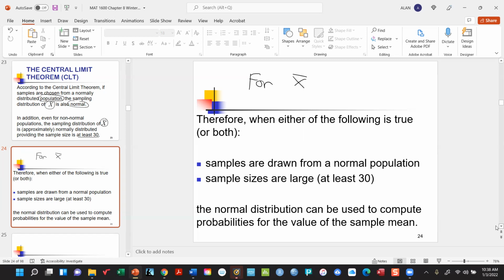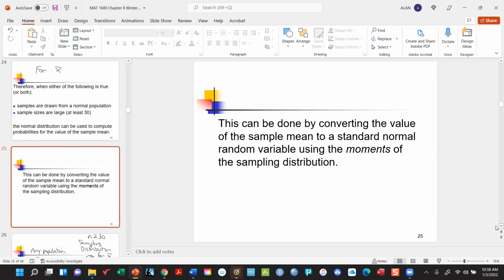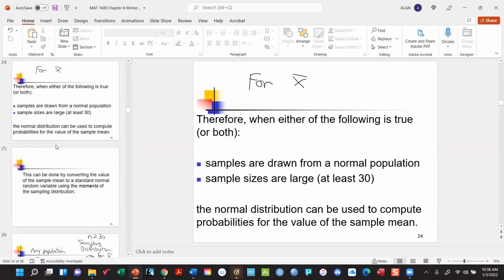What about the others though? What about S squared, for example, or P? We're not going to do those here. Well, actually, one of them we are. But I'd like to add that in here now as a new slide.